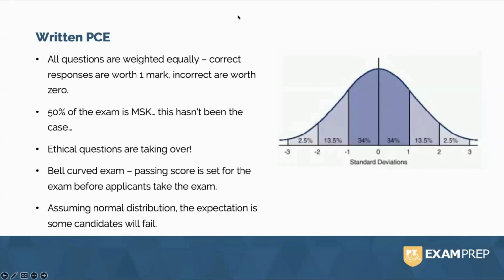Now, this exam is a bell-curved exam, but it's probably not what you're thinking. You are not competing against your fellow peers. The passing score is set for the exam before the applicants take it. So assuming normal distribution, the expectation is that there are going to be some candidates who fail, and a lot of candidates who pass. But you're not competing. They're not going to set a cutoff and say, because we had this many people, this many people are failing. Okay, so let's keep going.